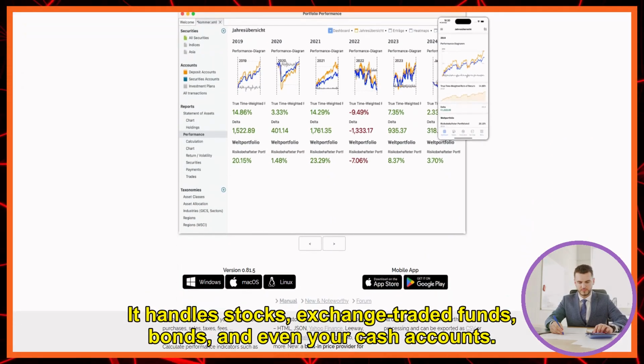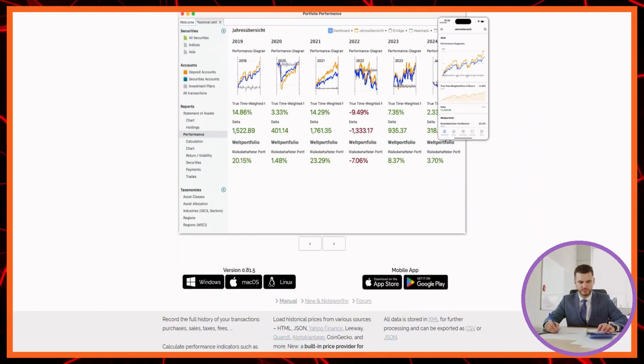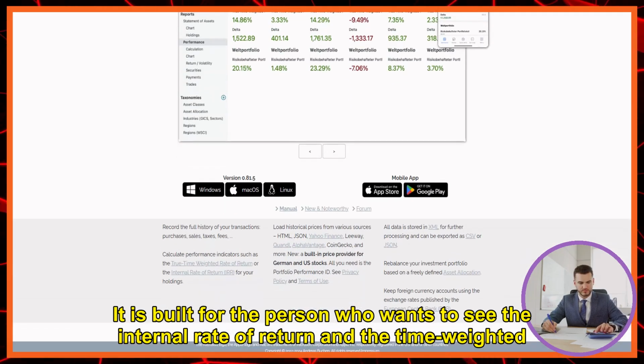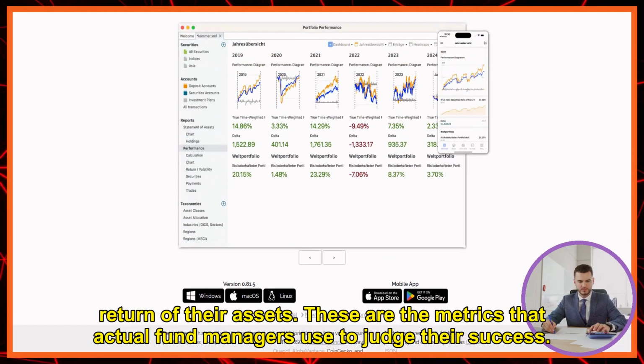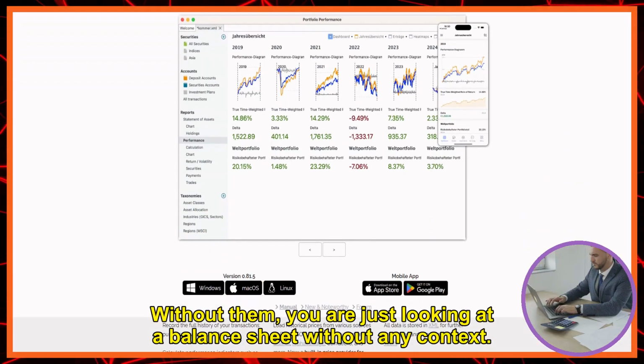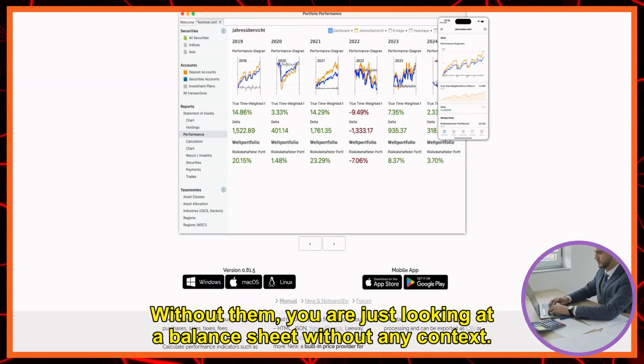It handles stocks, exchange-traded funds, bonds, and even your cash accounts. It is built for the person who wants to see the internal rate of return and the time-weighted return of their assets. These are the metrics that actual fund managers use to judge their success. Without them, you are just looking at a balance sheet without any context.